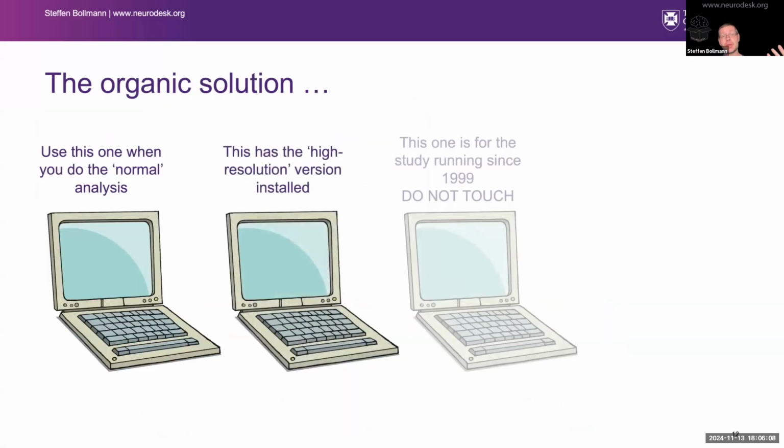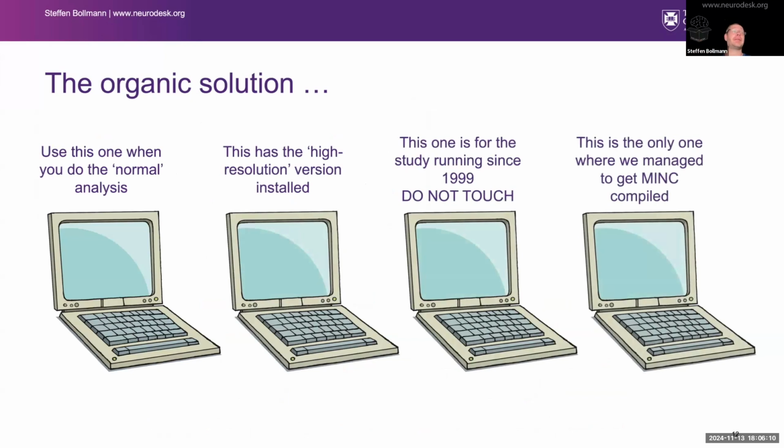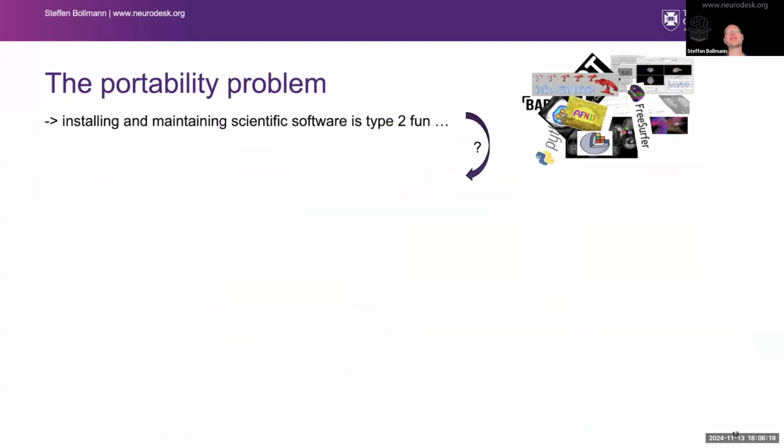So the organic solution that I've seen in my career is that we just have people set up different computers and don't touch them, don't try to update them, because people are aware of these problems. And this is not great because it's not a great use of resources. And also it means we can't easily take our software and run it in different computers.